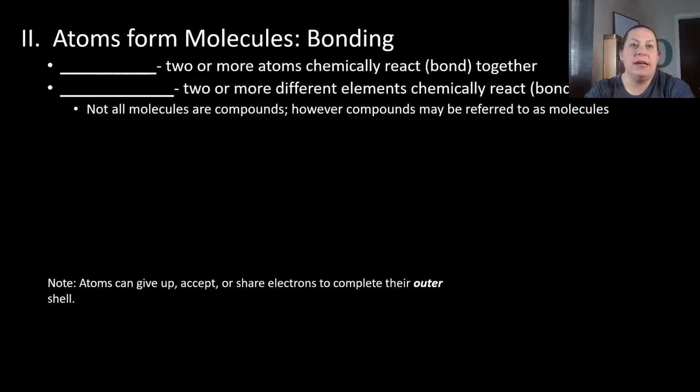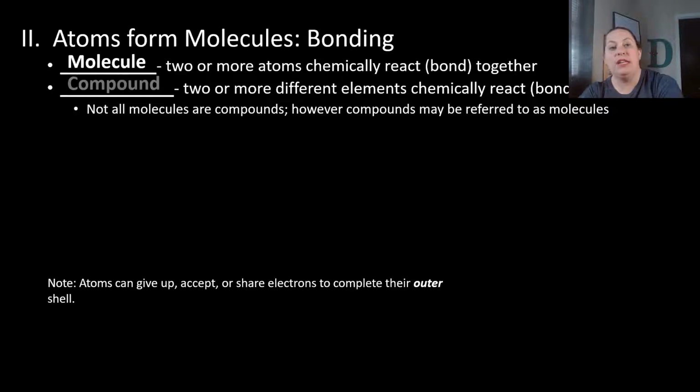All right, so this brings us to the idea of bonding. How do atoms bond and form what we call molecules? When we look at bonding, guys, we have to look at some terms. The first term is molecule. A molecule is when two or more atoms are chemically bonded together.